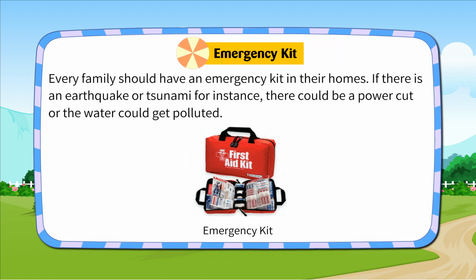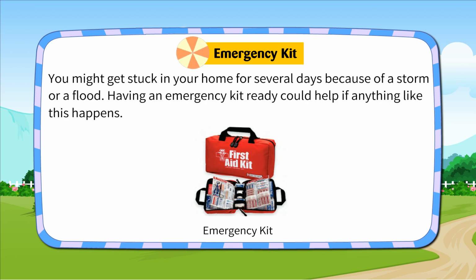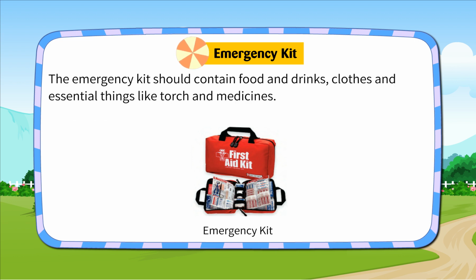Emergency kit. Every family should have an emergency kit in their homes. If there is an earthquake or tsunami, for instance, there could be a power cut or the water could get polluted. You might get stuck in your home for several days because of a storm or a flood. Having an emergency kit ready could help if anything like this happens. The emergency kit should contain food, drinks, clothes, and essential things like torch and medicines.